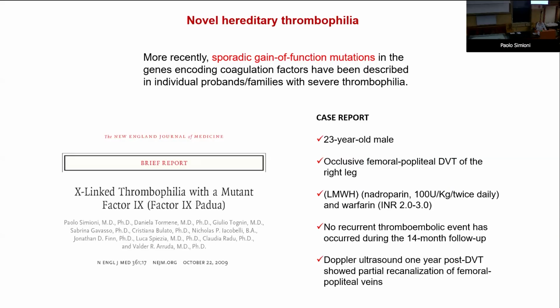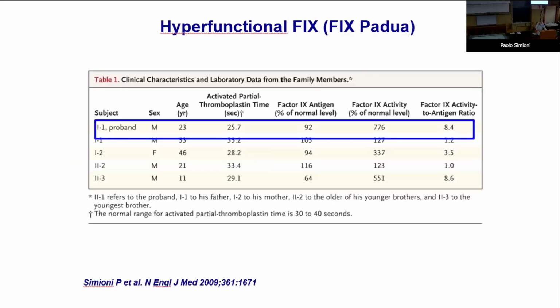Professor Basson mentioned before the discovery of the factor IX Padua. Why is this discovery relevant? Because it was the first time that something very strange was found. This young boy presented with an activity of factor IX of more or less 800%, 8 times higher as compared to the wild type factor IX. And the antigen, the amount of protein, was normal. So normal protein, but very high level of activity of this factor.